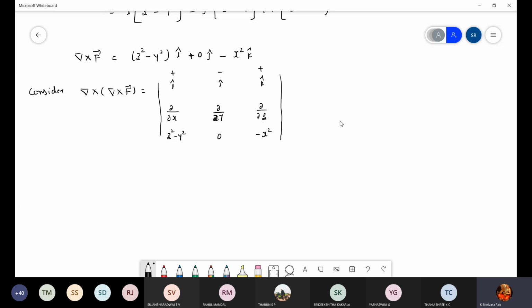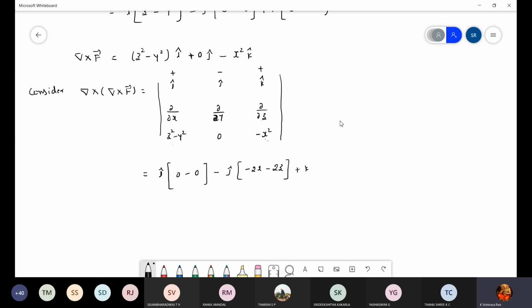Plus, minus, plus. I cap into dou by dou y of x square, since there is no y here, this is 0, minus dou by dou z of 0 is 0. This is with i cap. Minus j cap into first row and second column. Dou by dou x of minus x square is minus 2x. Simple terms you can differentiate directly. Dou by dou z of z square minus y square is 2z.